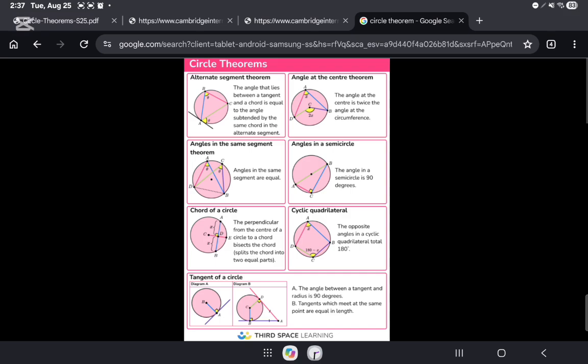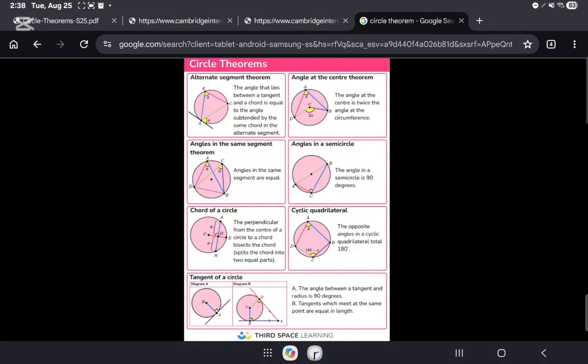So chord of a circle. This just means that the perpendicular from the center of a circle to the chord splits it into two equal parts. So these two are always going to be equal.